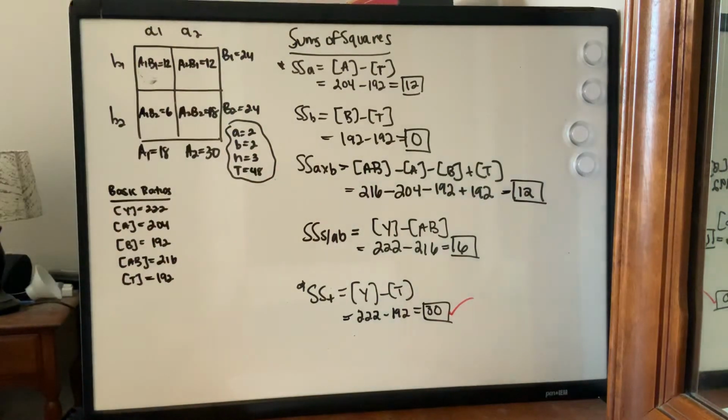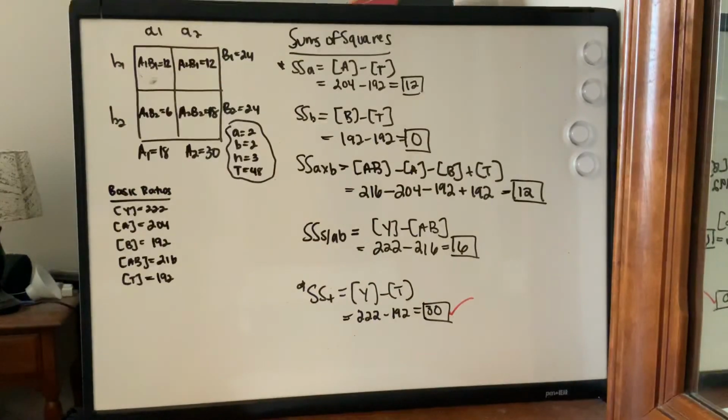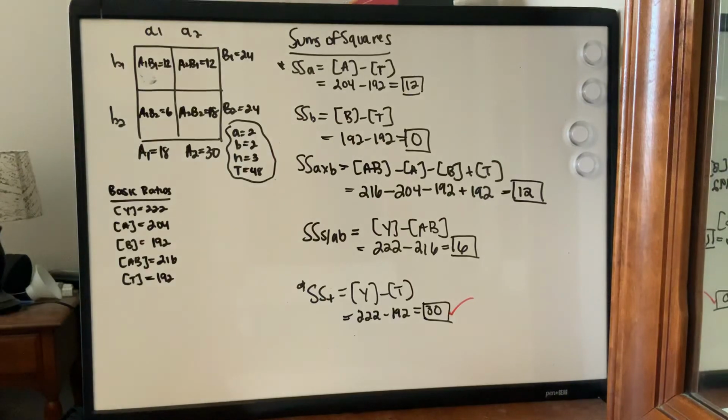A times B is going to be looking at the interaction, which again, if you read the lecture, is really about how the two independent variables, in this case alcohol and gender, interact. So for example, is the effect of alcohol the same in males and females? S over AB is going to turn into our error. And then T, as always, is our total.